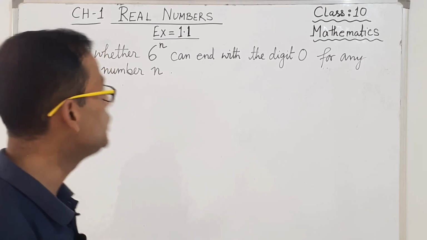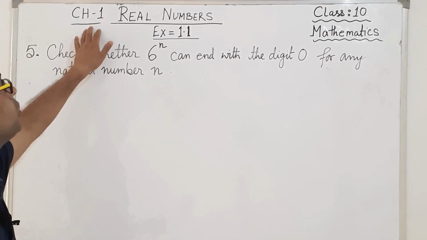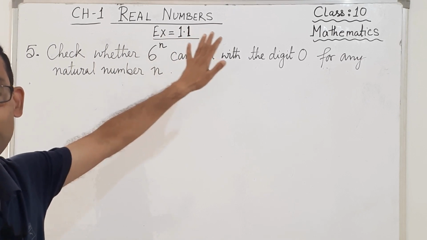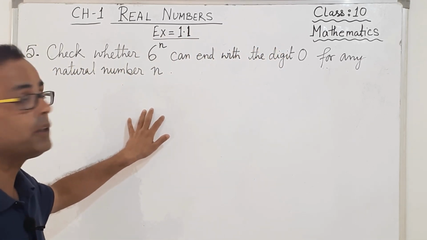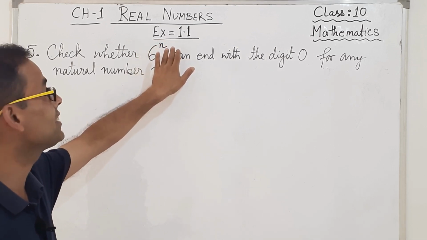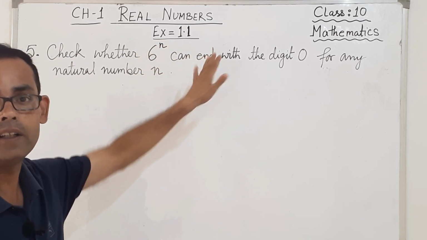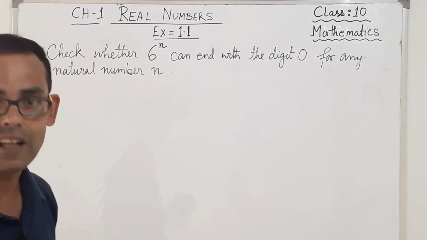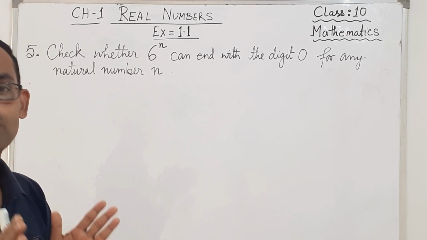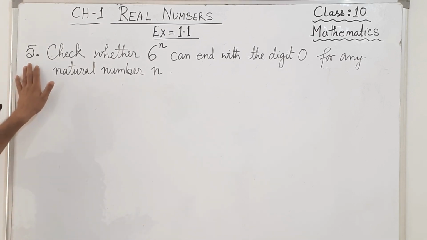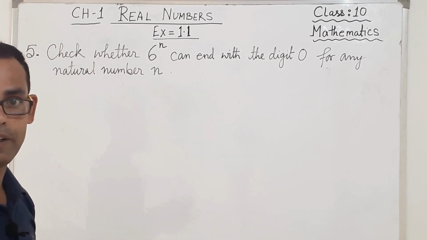Today we are going to continue with chapter 1, real numbers for class 10 students. We are going to continue with the same exercise 1.1. Some few remaining sums are left and we are going to solve those sums. The first sum is question number 5. We are going to solve it today.